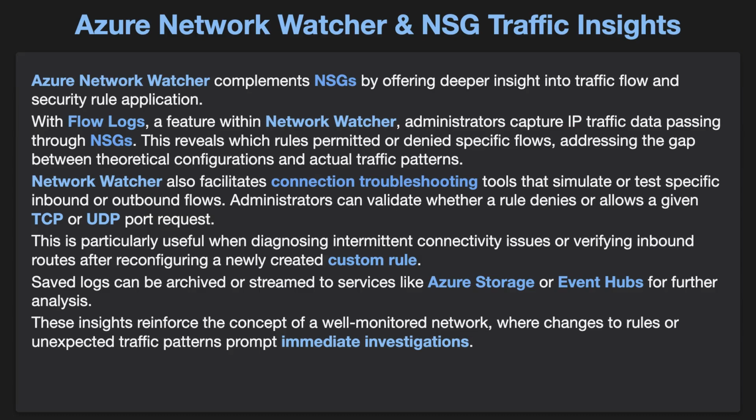Administrators can validate whether a rule denies or allows a given TCP or UDP port request. This is particularly useful when diagnosing intermittent connectivity issues or verifying inbound routes after reconfiguring a newly created custom rule. Saved logs can be archived or streamed to services like Azure Storage or Event Hubs for further analysis. These insights reinforce the concept of a well-monitored network, where changes to rules or unexpected traffic patterns prompt immediate investigations.